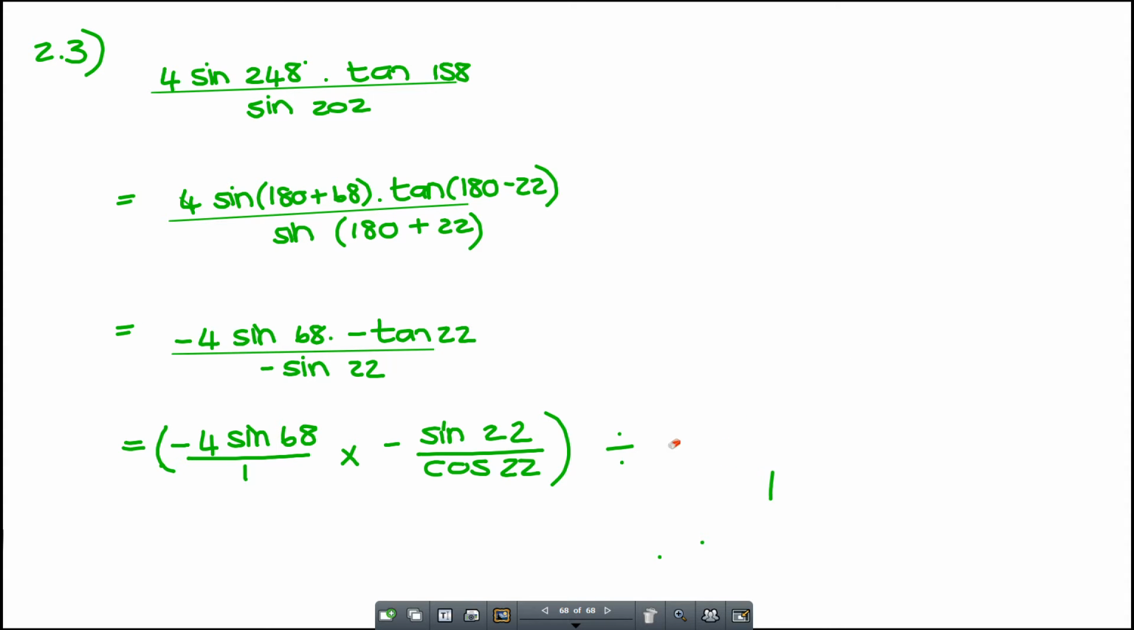Nee? Wat beteken die switch mos nou om? So dan is dit maal 1 op minus sin 22. Do you guys all get it up until there? Okay. Then, because it's now all multiplication, I can actually go and cancel out. So that sin 22 will cancel out with this sin 22. The negatives will also cancel out.